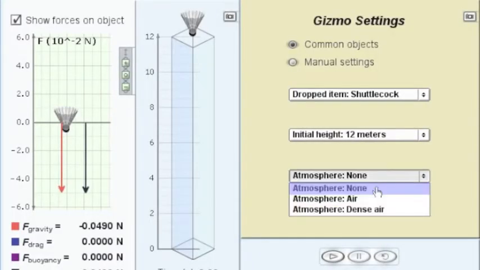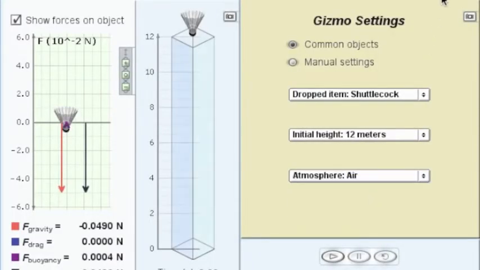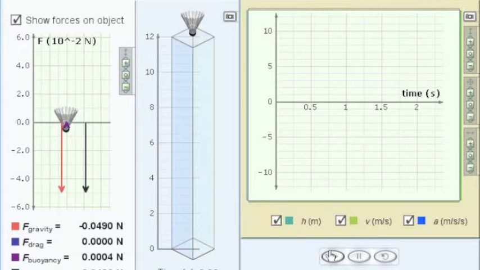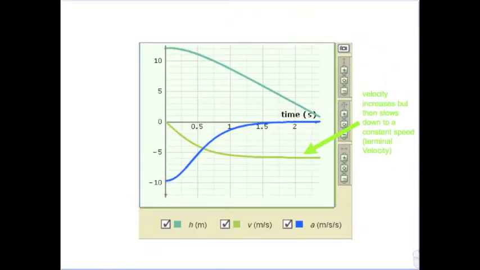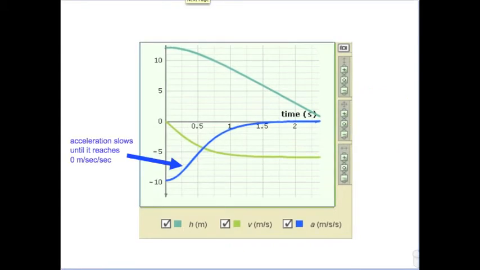This time, we can change the atmosphere so there's air and see if there's any difference. We'll notice as the object falls, it eventually goes at a constant speed, terminal velocity. We can see from this graph that the velocity was increasing, but then it slowed down and eventually went at a constant speed. The acceleration dropped down to 0.